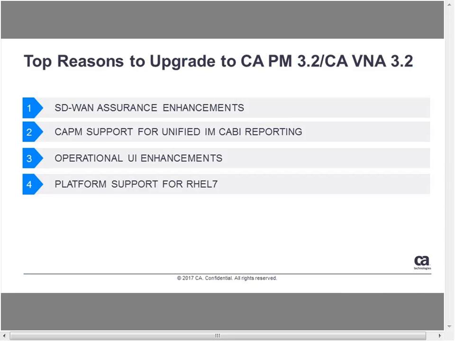Appreciate that, Jeremy, and good morning, good afternoon, good evening, everyone. Again, thanks for your time. Excited to show you guys what we've been working on in regards to our CA Performance Management and CA Virtual Network Assurance 3.2 product releases. I'm going to be covering 4 primary feature areas this morning, and then we'll drill into more specifics and some demos as well. The first, we want to talk about some of our SD-WAN assurance enhancements. These are primarily focused around our SD-WAN Viptela support, which we introduced in 3.1 and have continued to refine in our 3.2 release. Some exciting updates there.